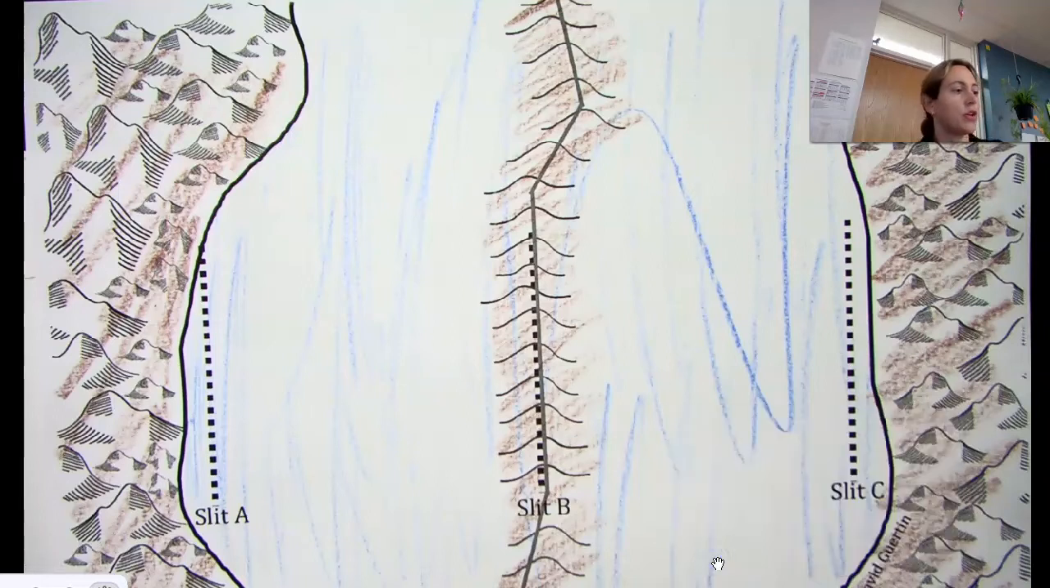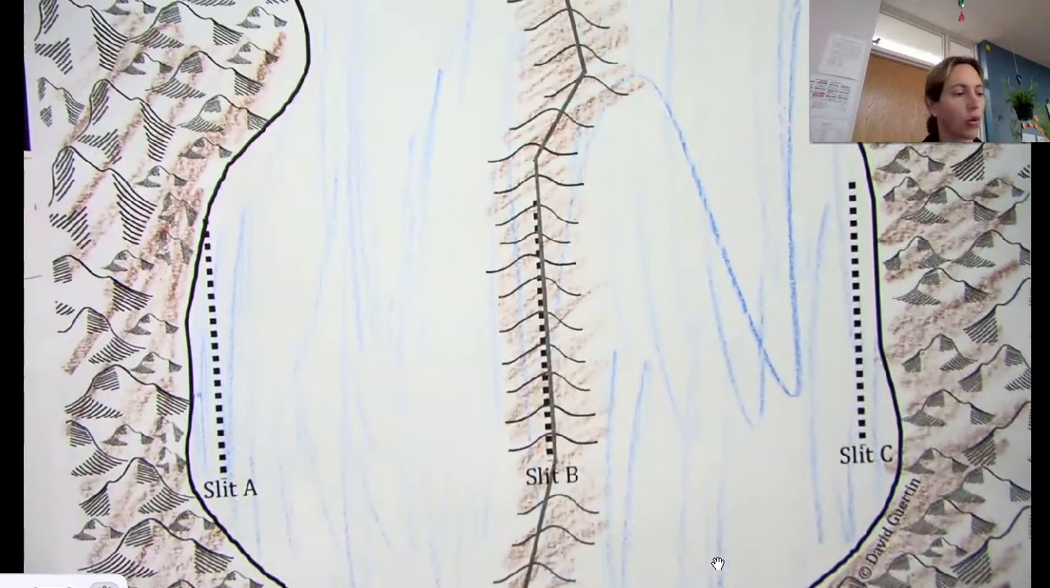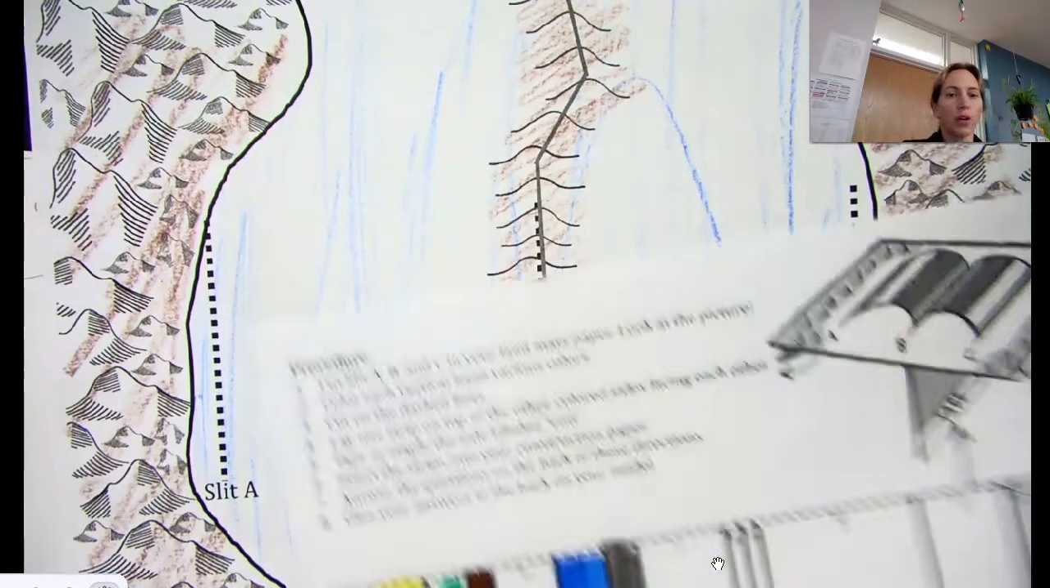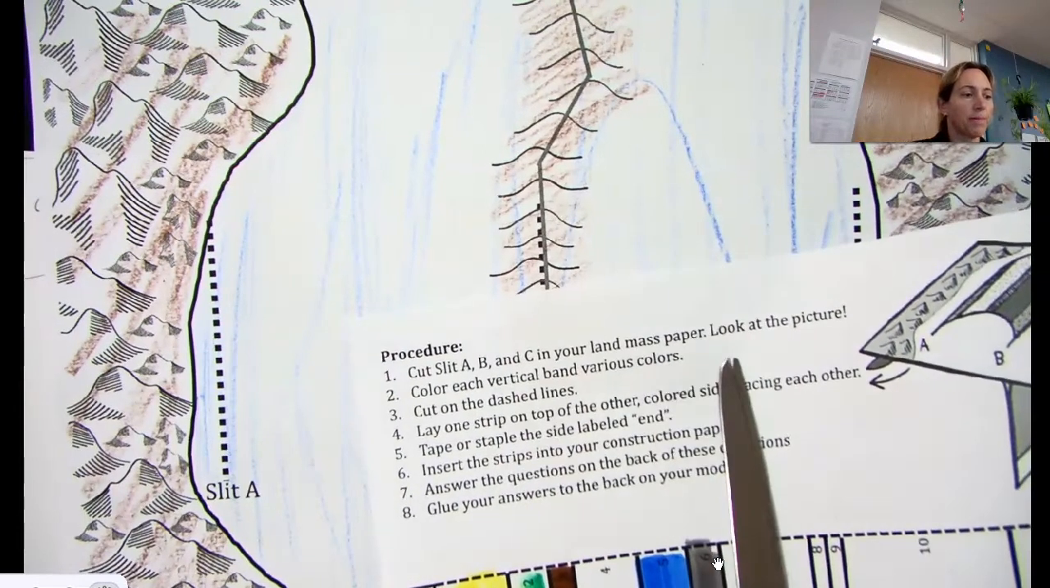Okay, so here we go. You guys are going to be making a model of the seafloor and what's happening down there to help you envision this whole process. That's super important in getting us to the theory of plate tectonics. The first thing that you're going to do according to your directions is you are going to cut slit A, B, and C in your landmass paper, okay?